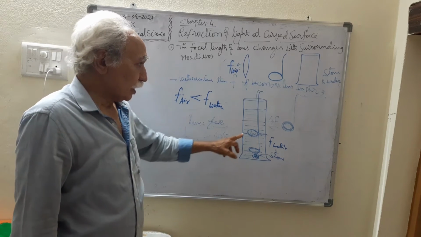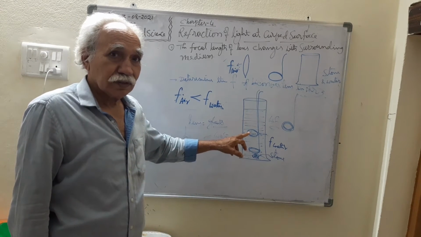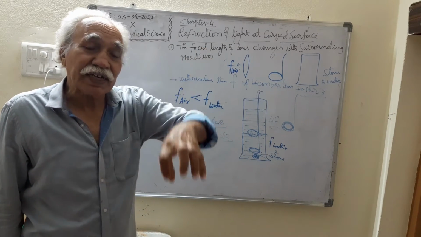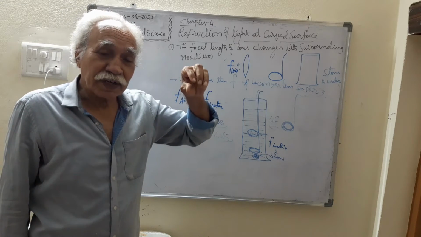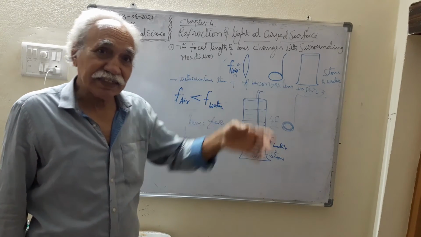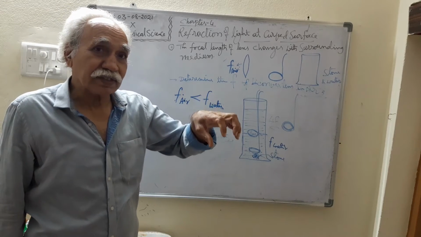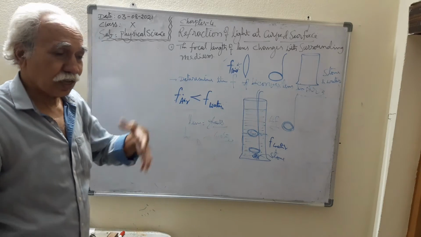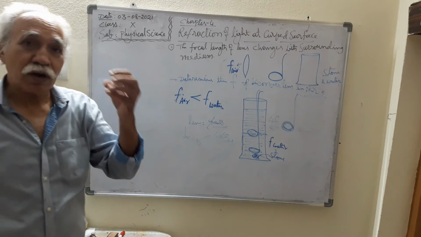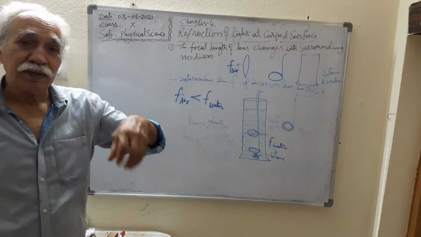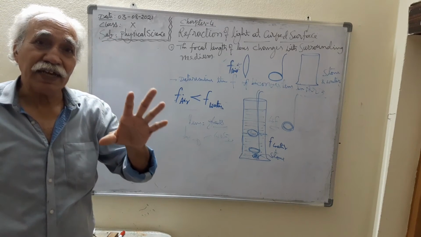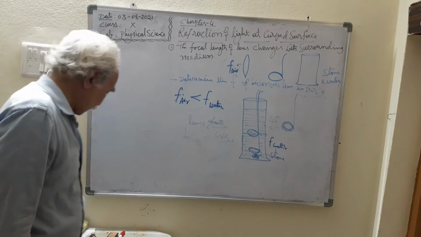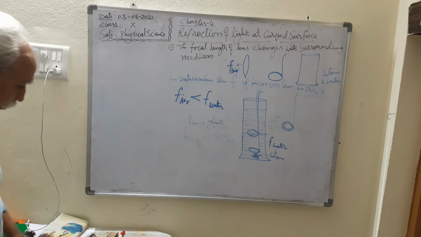Second point, if the optical density of the lens is greater than the surrounding medium, it acts as a converging lens. If the optical density of the lens is less than the surrounding medium, that biconvex lens acts as a diverging lens, behaves like a concave lens. Example, an air bubble has less optical density than the surrounding water, therefore that air bubble acts like a diverging lens. Okay. Now let us see another concept.